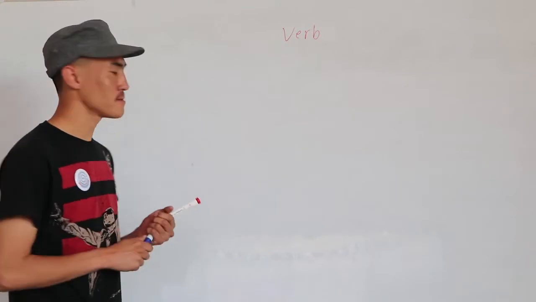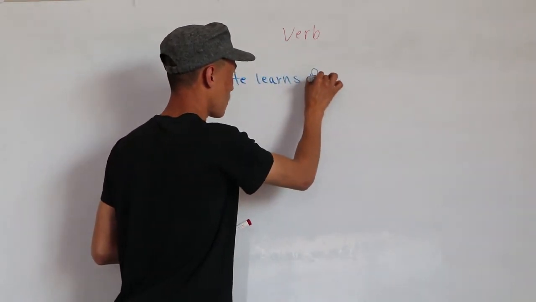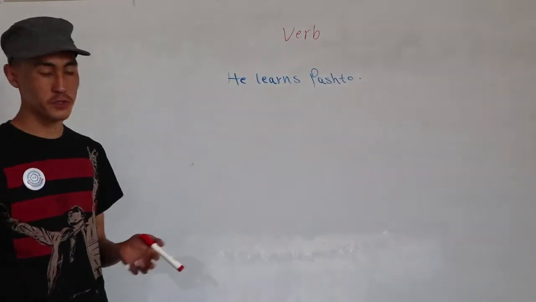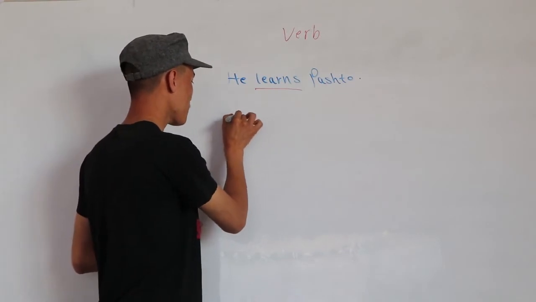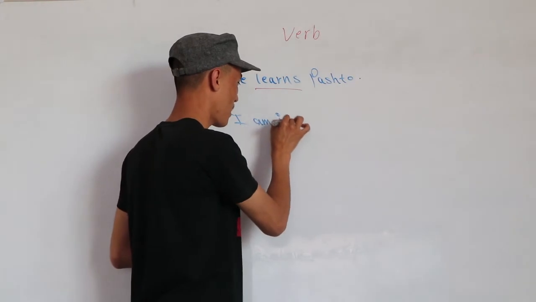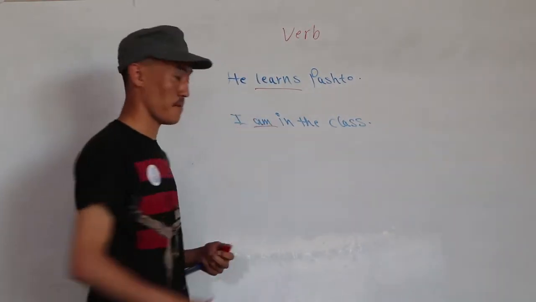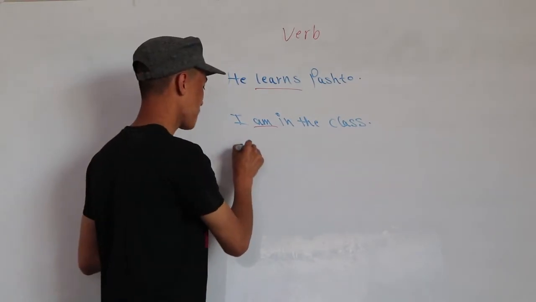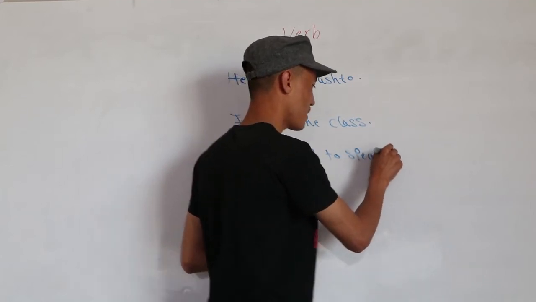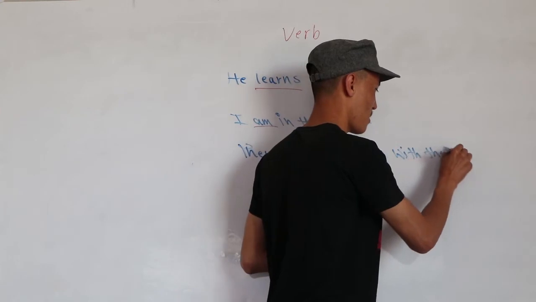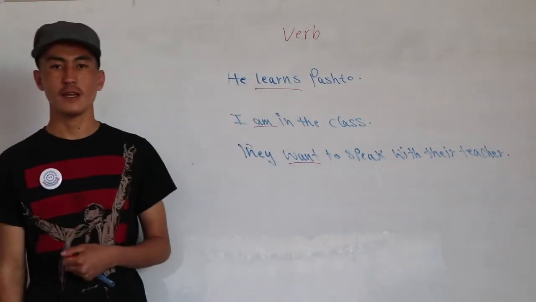Let's come to some examples. For example, he learns Pashto. He learns Pashto. The verb is learns. Or, for example, I am in the class. Where is the verb? The verb is am. Or, they want to speak with their teacher. Want is what? It is a verb.